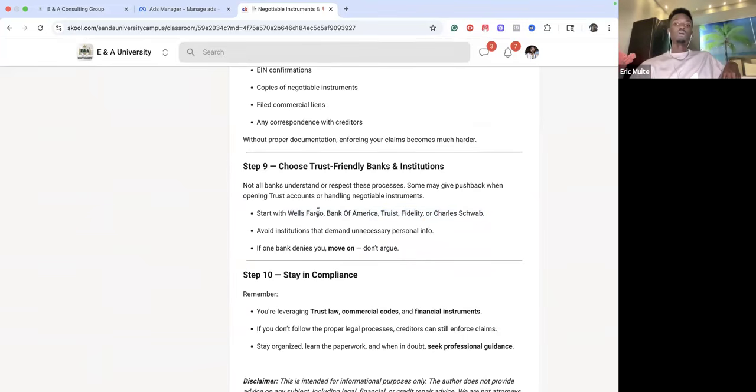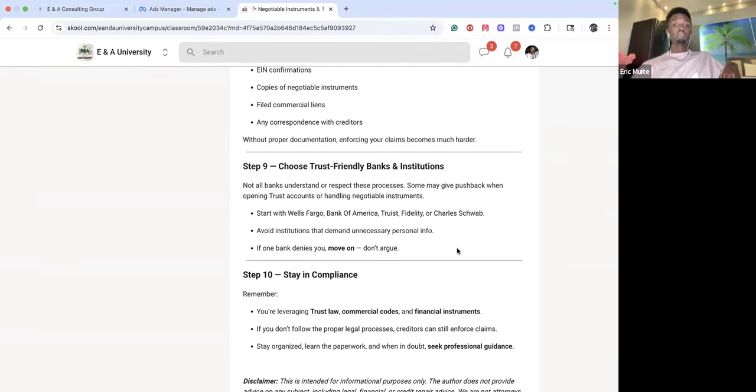And so I know for Wells, I was able to do a lot of my stuff online, like create a business bank account and all that kind of stuff. They allowed me to do it online. So that's what I liked about them. Bank of America, I had to go in person to handle all of my affairs. And Charles Schwab is good for trusted bank accounts, right? They're also really good for that.